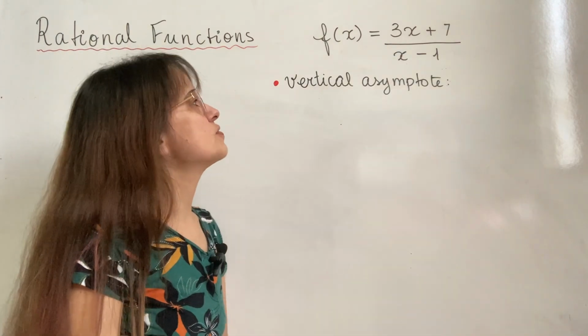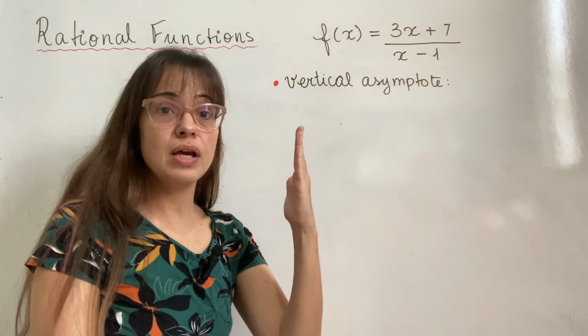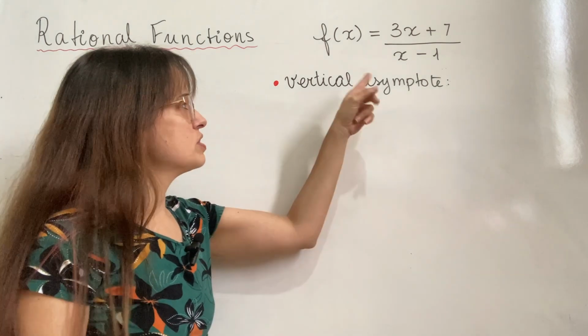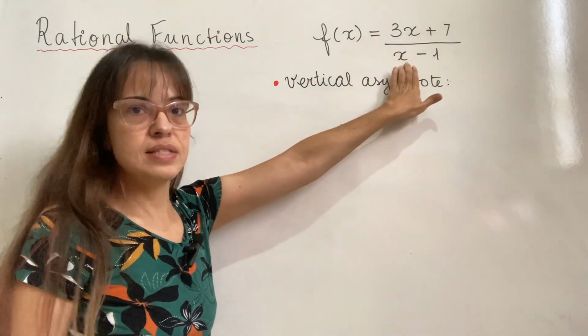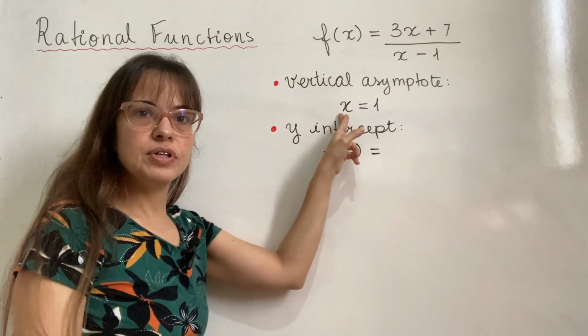So let's do it like this. Vertical asymptote first. A vertical asymptote is a vertical line at a value of x that is outside of the domain. Who is outside of the domain here? x equals 1, because I can't divide by 0. So that is the vertical asymptote.